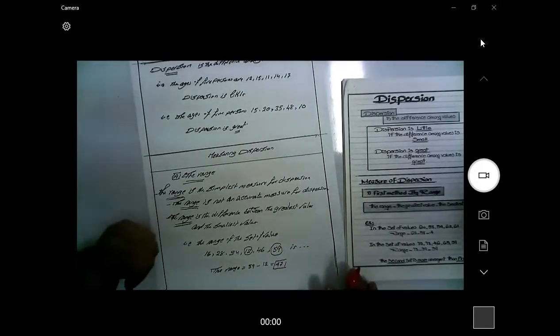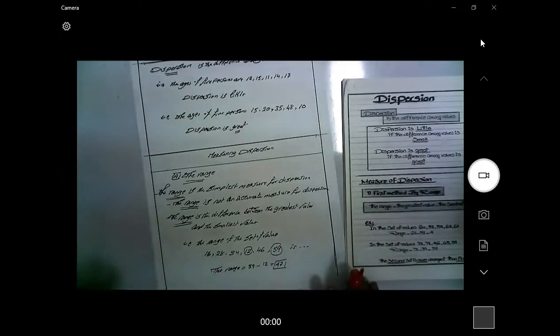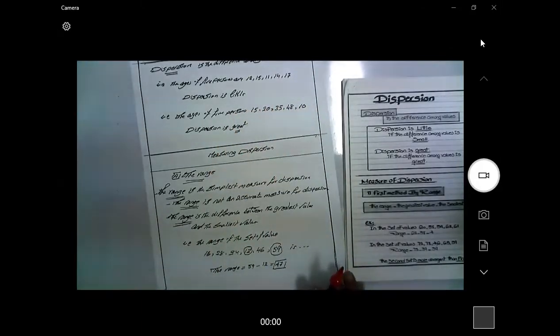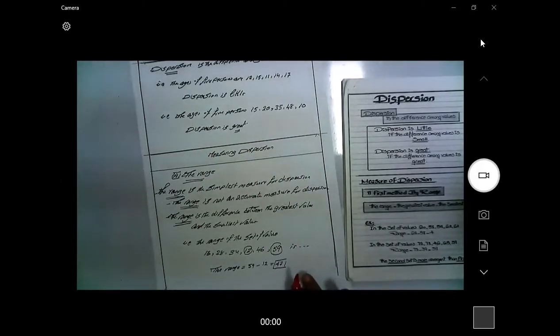So dispersion is the difference among the values, whatever the values are: the difference between ages, between weights, between marks of students, between wages of some workers in a factory. Dispersion is measured by one of two ways.